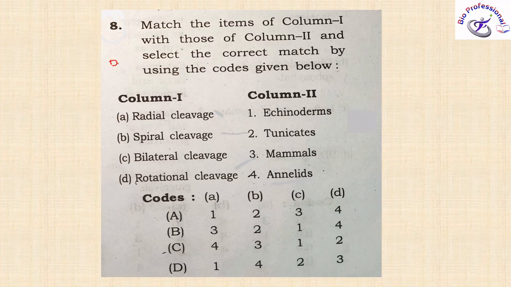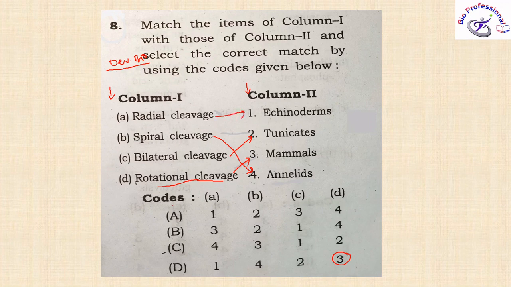This question is from developmental biology. We have also seen one previous question from developmental biology, and this is also from developmental biology. These are the patterns of cleavage and where exactly they are found. Rotational cleavage is a characteristic of mammals. So option D is 3. There is only one option with D as 3. Then bilateral is found in tunicates. So C is 2, and spiral is found in annelids, and radial is found in echinoderms.